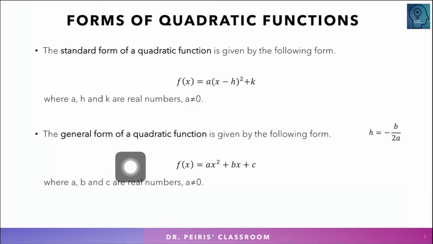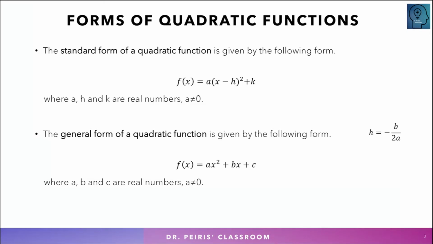And the general form of the quadratic function is given as this: f of x equals ax squared plus bx plus c. So both forms represent quadratic functions. We can relate the h in terms of a, b and c. So h is equal to minus b over 2a. This is the x coordinate of the vertex. And now if we know the x coordinate, we can substitute this in the given equation to find the k. So with that we can find the vertex.